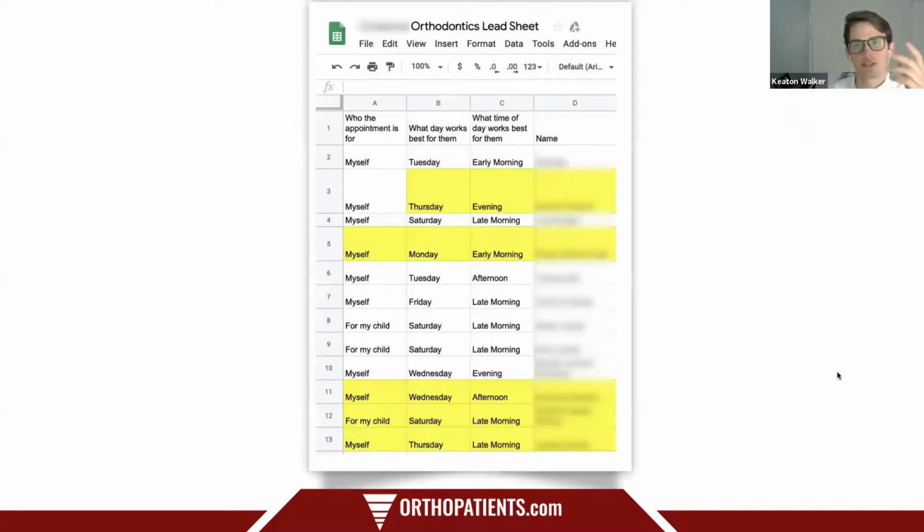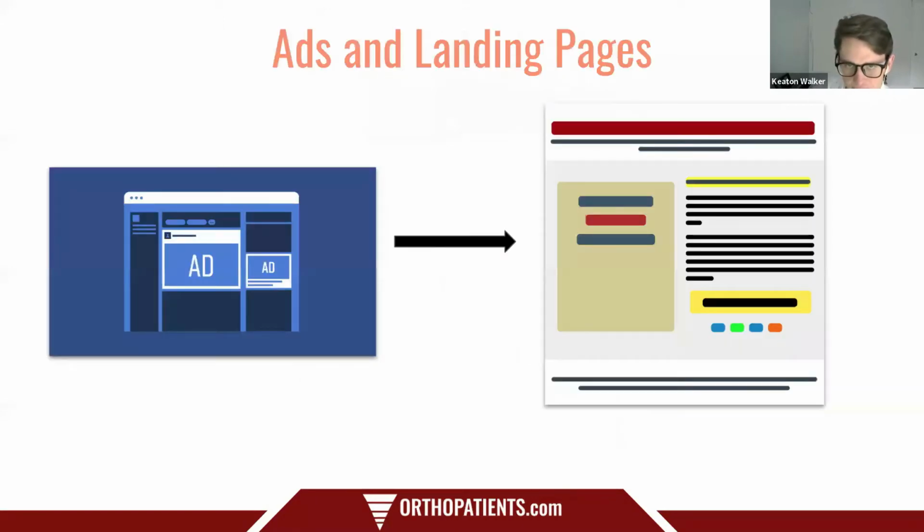And this is a little example of what happens once somebody submits their information through our marketing tactics. They come into this Google Sheet and they say, this is how the back end of, in the office, your front office is calling these people. They can say, okay, Tuesday's the best day for them, early morning. And we've just filled sheets and sheets and sheets full of people looking for orthodontic treatment.